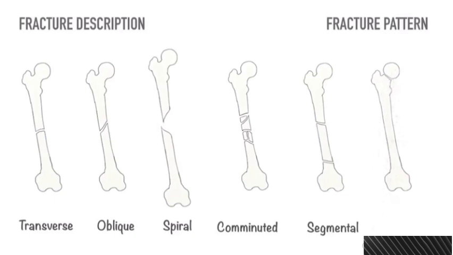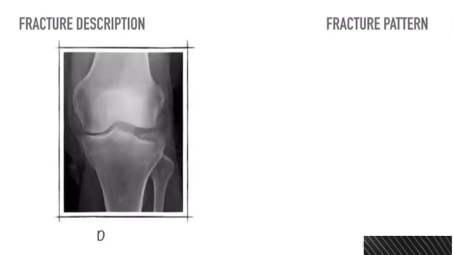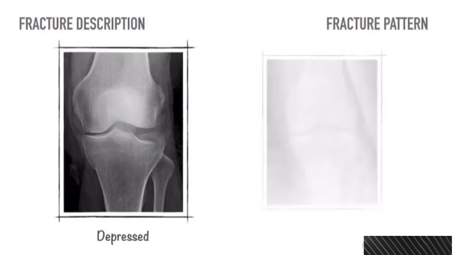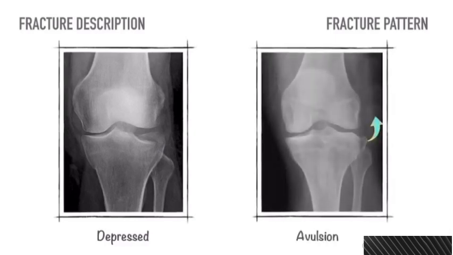Impacted fracture, a fracture in which the end of the bone is driven into the contiguous metaphyseal region without displacement. Depressed fracture, a form of an impacted fracture that involves the articular surface of the bone and results in joint incongruity. Avulsion fracture, a fracture in which tendon or ligament is pulled away from the bone, carrying a bone fragment with it.